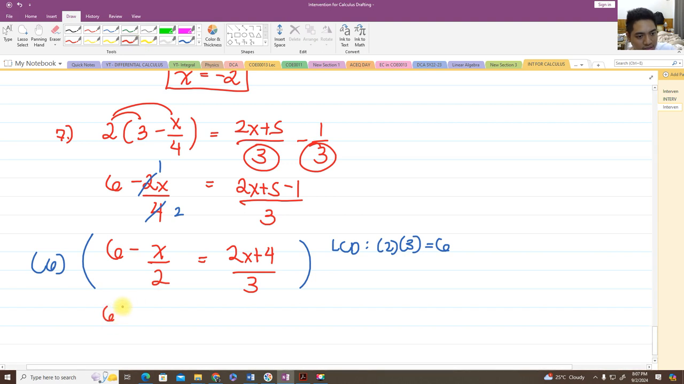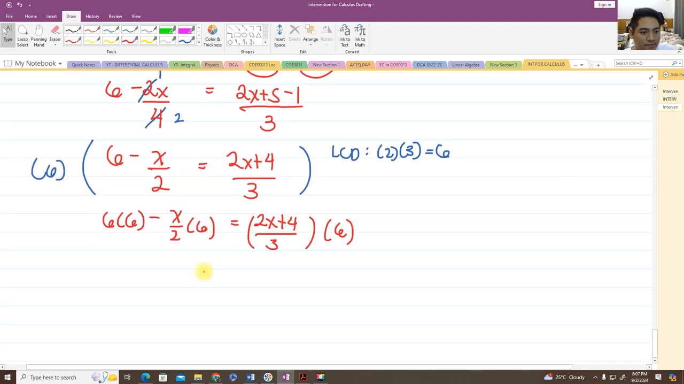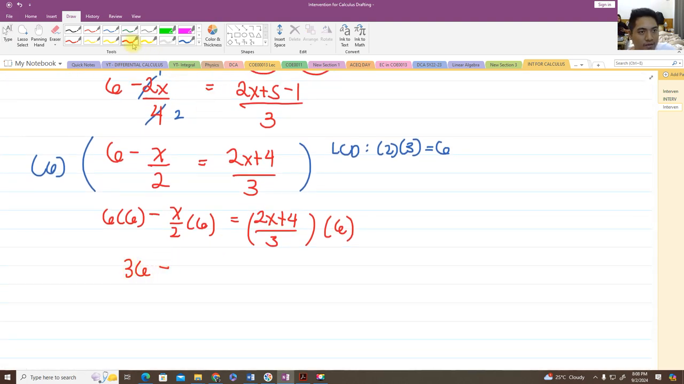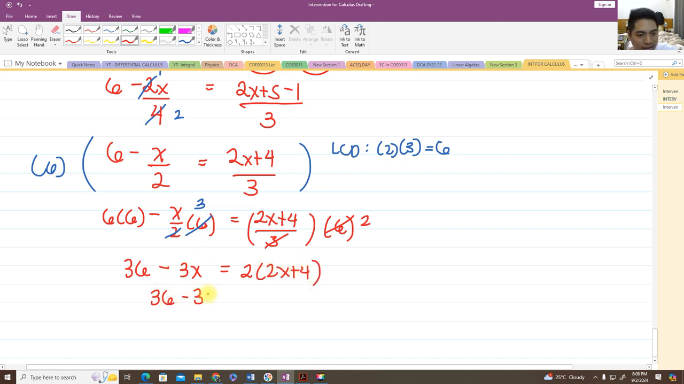So that would be 6 times 6 minus x all over 2 times 6 equals 2x plus 4 all over 3 times 6. Okay, so now you have 36 minus, you have 6 divided by 2, that would be 3. So you have now negative 3x. 3 times x is 3x. And then 6 divided by 3 would be 2. So now you have 2 times 2x plus 4. Solve for the value of x. Distribute 2 times 2x, that would be 4x plus 8.